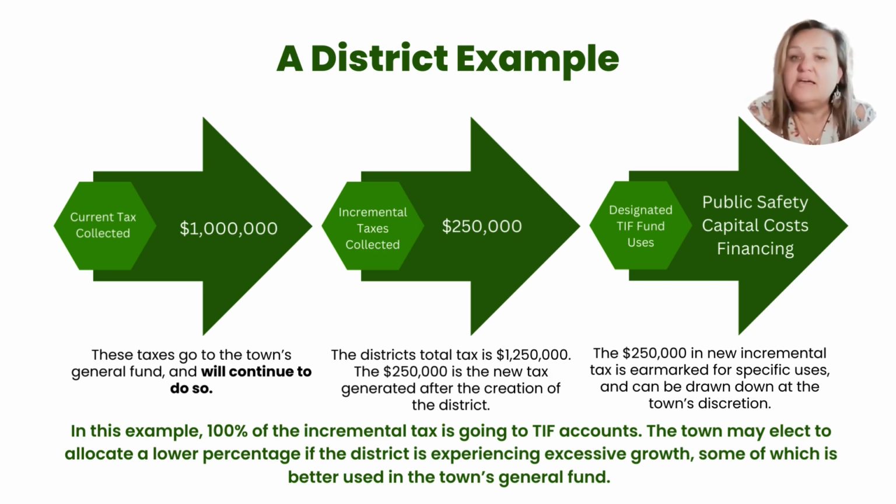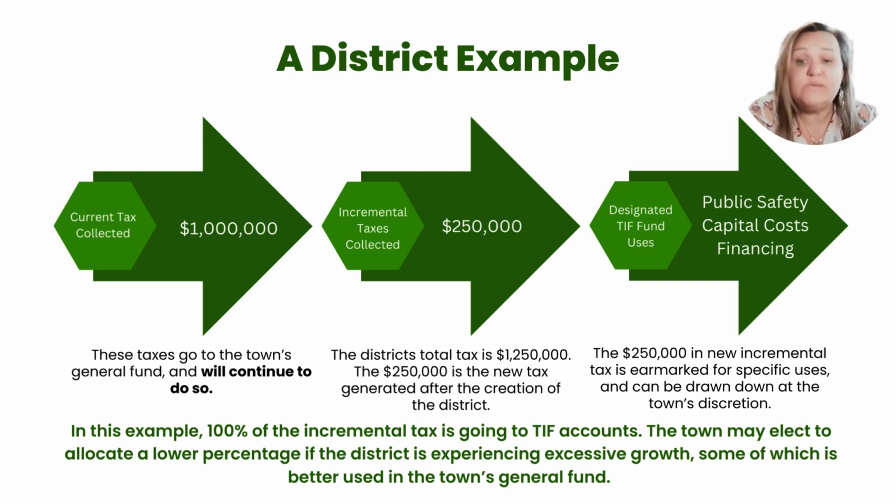Here's the breakdown. The original $1 million continues to go to the general fund. The additional $250,000 is new tax revenue generated because of the improvements within the TIF district. This $250,000 is referred to as the incremental tax. In this example, 100% of this $250,000 incremental tax is allocated to TIF accounts. These funds are earmarked for specific uses, such as infrastructure improvements, development incentives, or other projects that benefit the district.